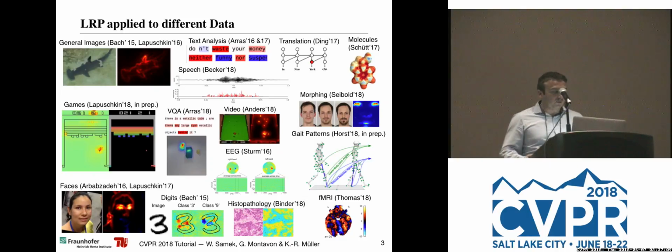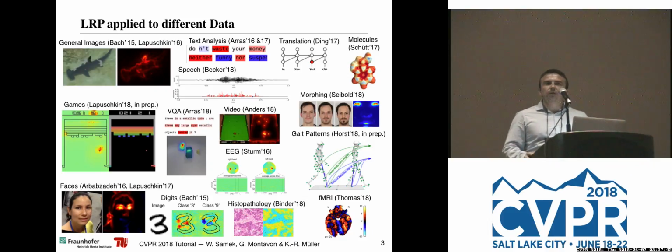We applied it to these Atari games from DeepMind. I will show you some videos later after the break. We applied it to visual question answering very recently on the CLEVR dataset, where we have a question about some image, and we are able to compute these relevances and make sense of the model for the text part. So we can see which words in the question were important for understanding the question, and also on the image part we can see where the model was looking to answer this question.